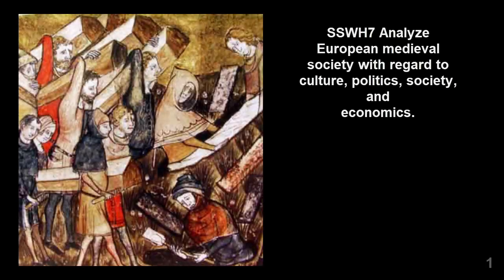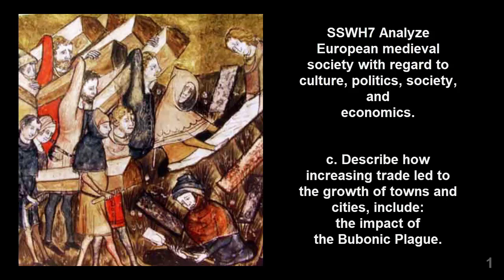Social Studies World History 7. Analyze European medieval society with regard to culture, politics, society, and economics. Describe how increasing trade led to the growth of towns and cities. Include the impact of the bubonic plague.